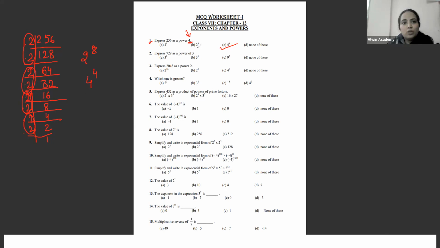See, 2 to the power 8 is the correct answer. You're getting 256. But if you write this, you will get 0. Why? Because they've particularly asked you to make this into 4 to the power something.